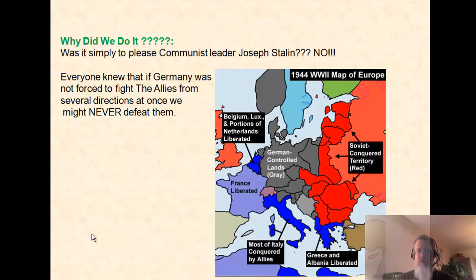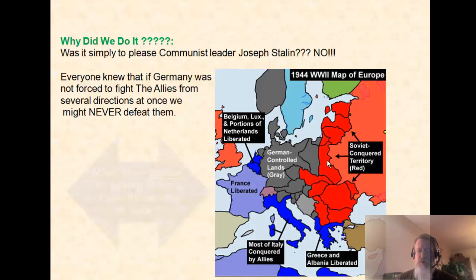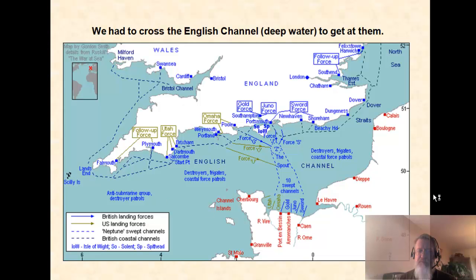Now, was it just because of Joseph Stalin that we did this? No. Everyone knew that if we didn't, like we've already mentioned, force Germany to fight from two directions at once, it would be very difficult to defeat them. Soviet Union in red, and the Allies over on this side. And so here once again you see that map.